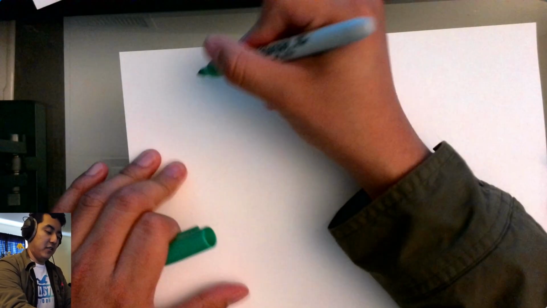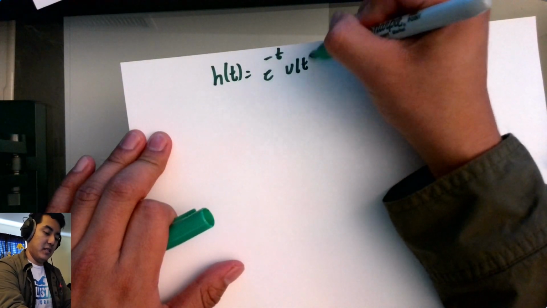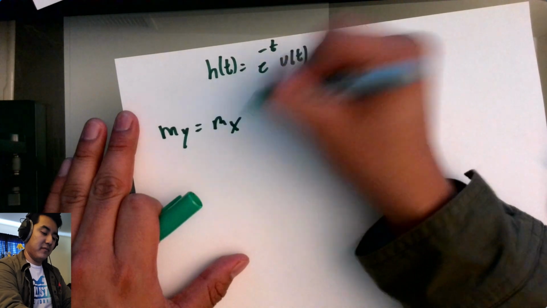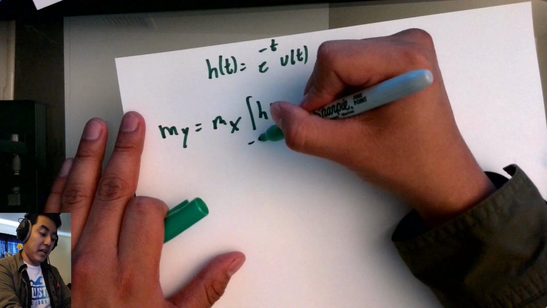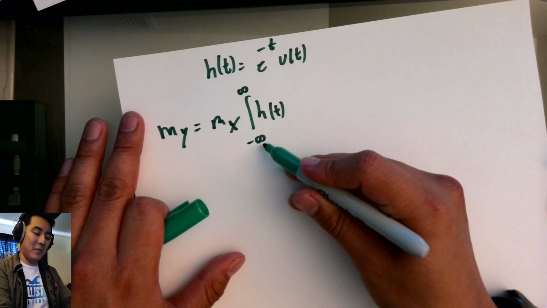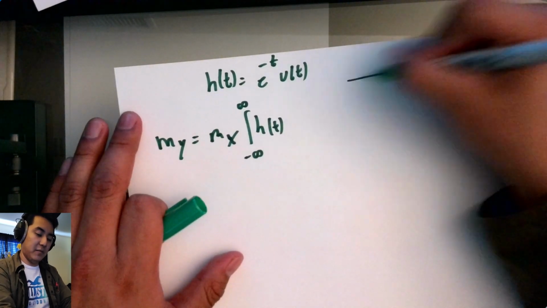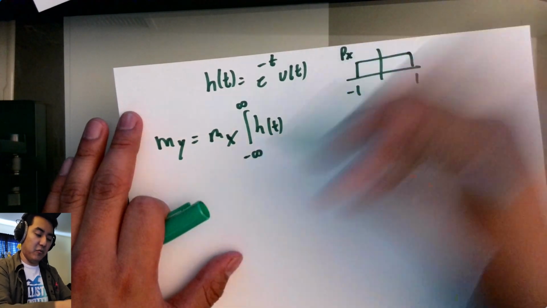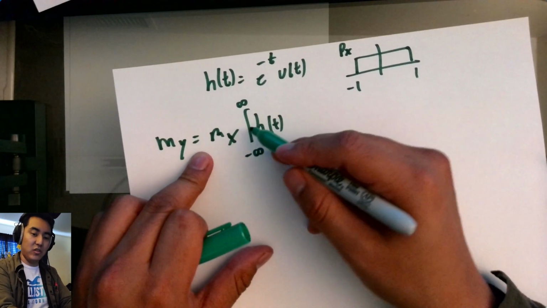6. If you were given that same function h of t, which is equal to e to the minus t u of t, and you were asked to find the mean of y, you already know this one: the mean of x times the actual h of t from minus infinity to infinity. If our input signal is from -1 to 1, you would think you could use those bounds. But when we're doing the mean, we're not looking at the bounds of x, we're looking at the bounds of the actual h response.